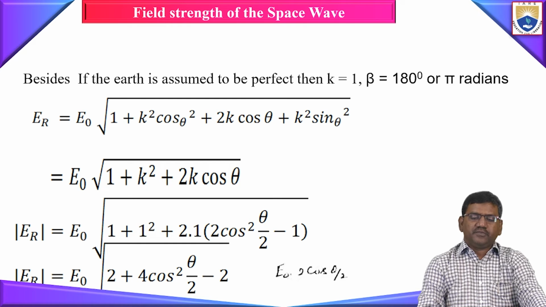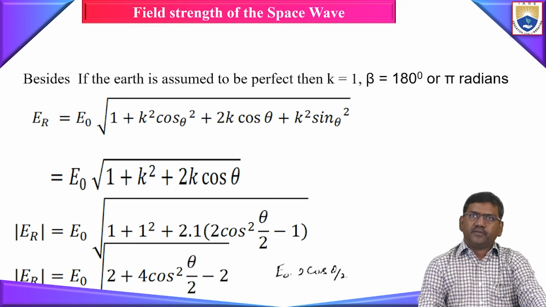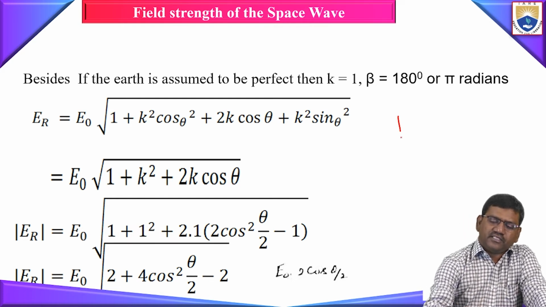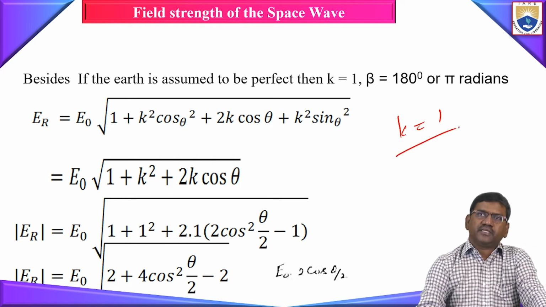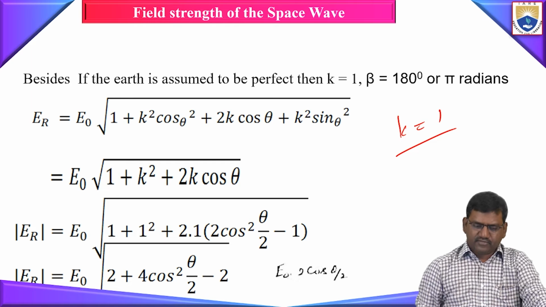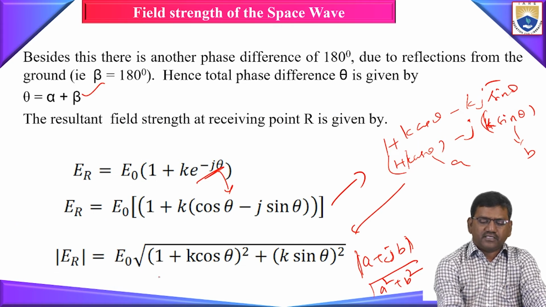Let us assume the Earth to be perfect, that is, the conductivity and permittivity are perfect or zero. Then the Earth is said to be perfect. In that scenario, K is assumed as 1. If K is assumed as 1, let us simplify this.